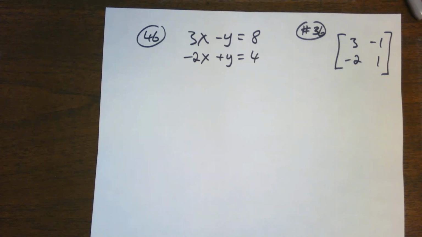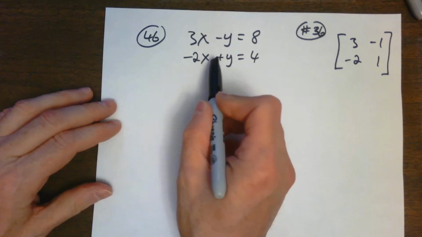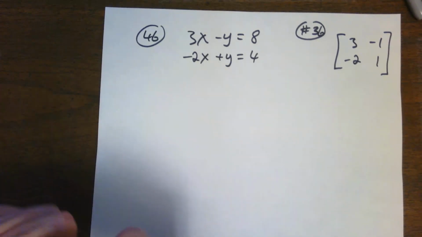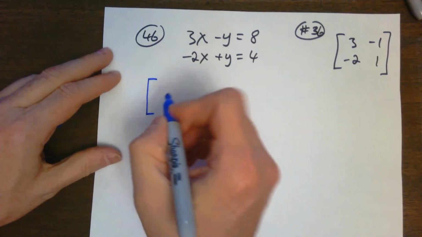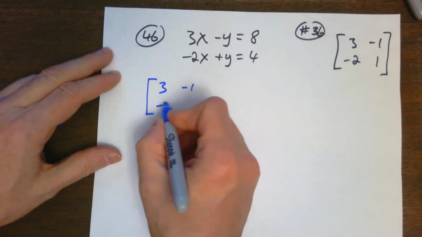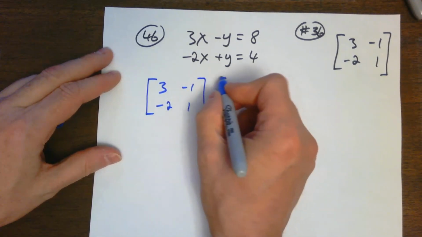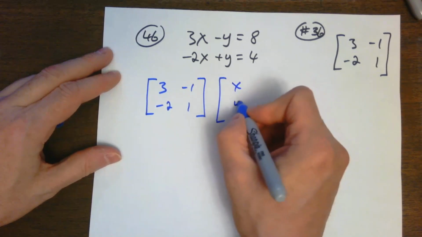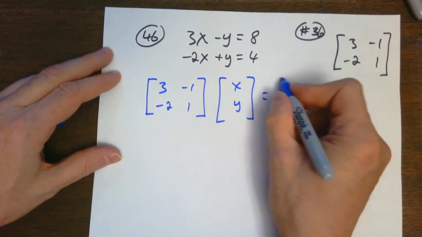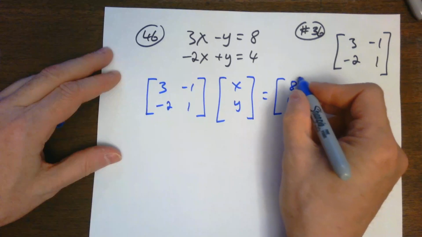36 and 46 go together. Just like 35 and 45, you have to do both of those. 37 and 47 go together. 39 and 49, 41 and 51, and 43 and 53. They all go together here. So first thing I'm going to do is I'm going to translate this into matrix form. And I'm going to get the coefficient matrix, 3, negative 1, negative 2, 1, times the variable matrix of x and y equals the constant matrix of 8 and 4.